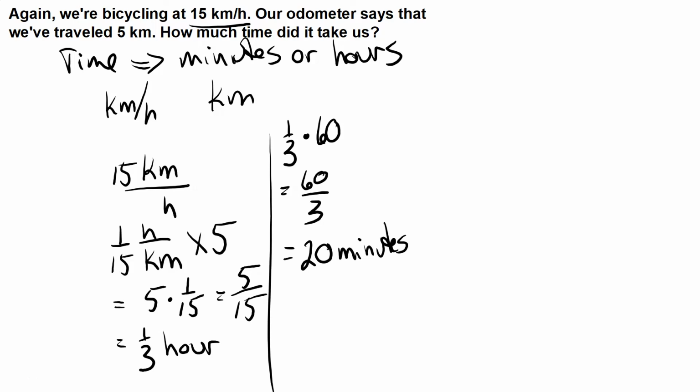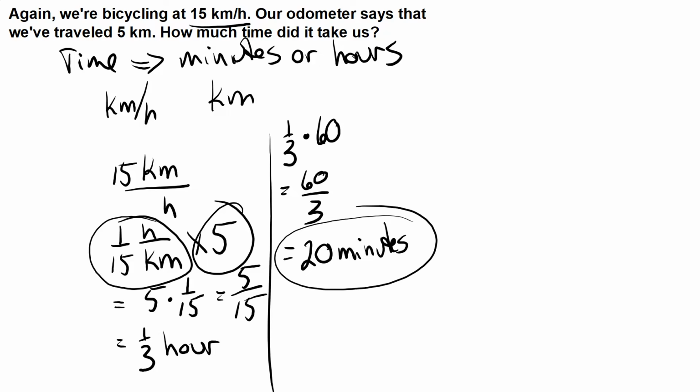The first step was to figure out how many hours per kilometer we go. In this case, it's a fraction of an hour per kilometer. And then we multiplied that by the number of kilometers that we traveled. The final step was to convert it into minutes, which arguably wasn't necessary, but with 1/3 of an hour, not everybody is going to intuitively understand what that means, so converting it to minutes is a much more meaningful answer.